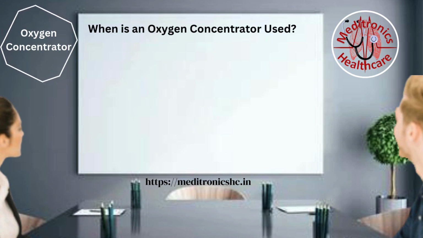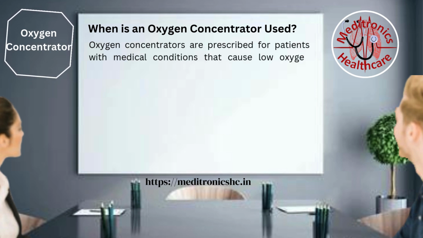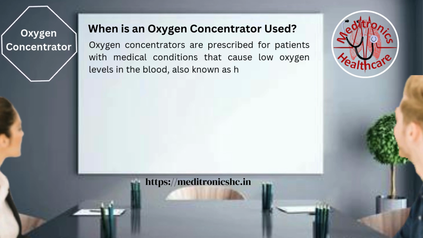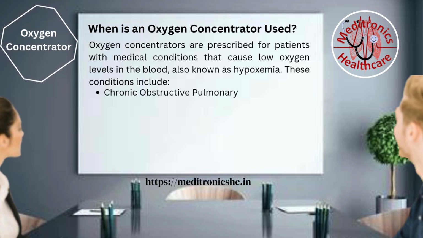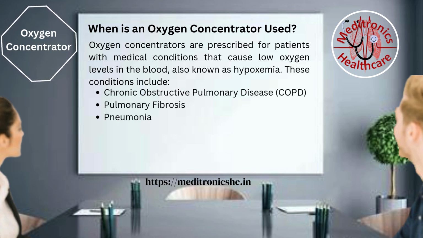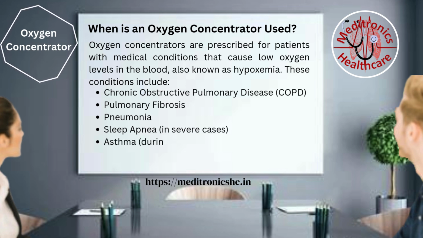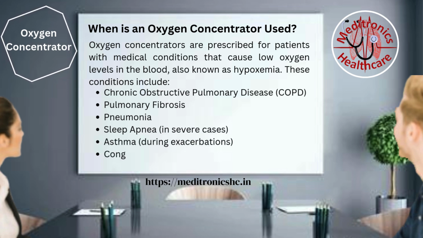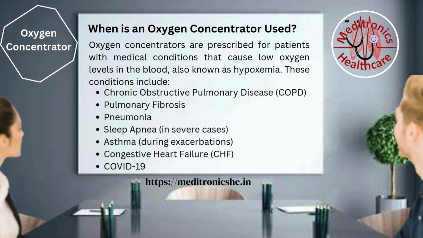When is an oxygen concentrator used? Oxygen concentrators are prescribed for patients with medical conditions that cause low oxygen levels in the blood, also known as hypoxemia. These conditions include chronic obstructive pulmonary disease, COPD, pulmonary fibrosis, pneumonia, sleep apnea, in severe cases asthma during exacerbations, congestive heart failure, CHF, COVID-19.